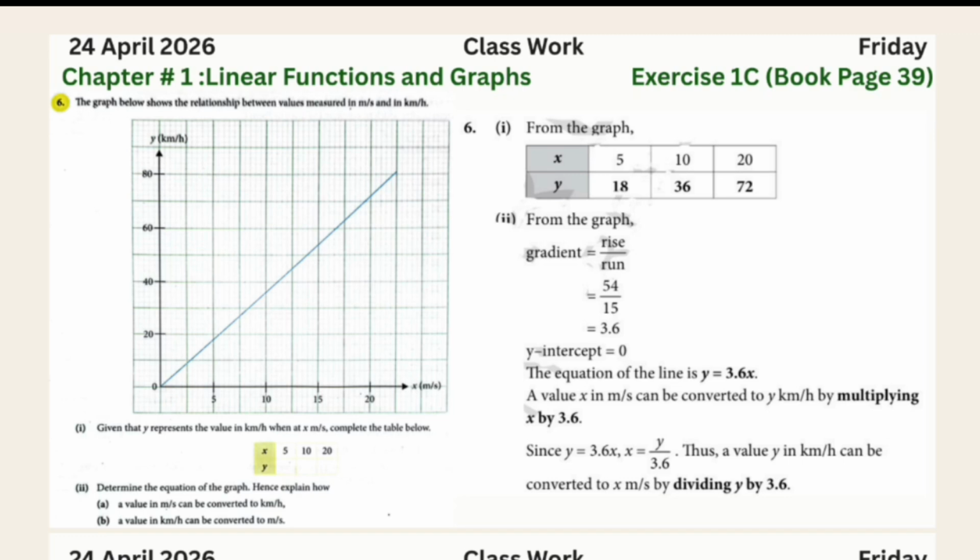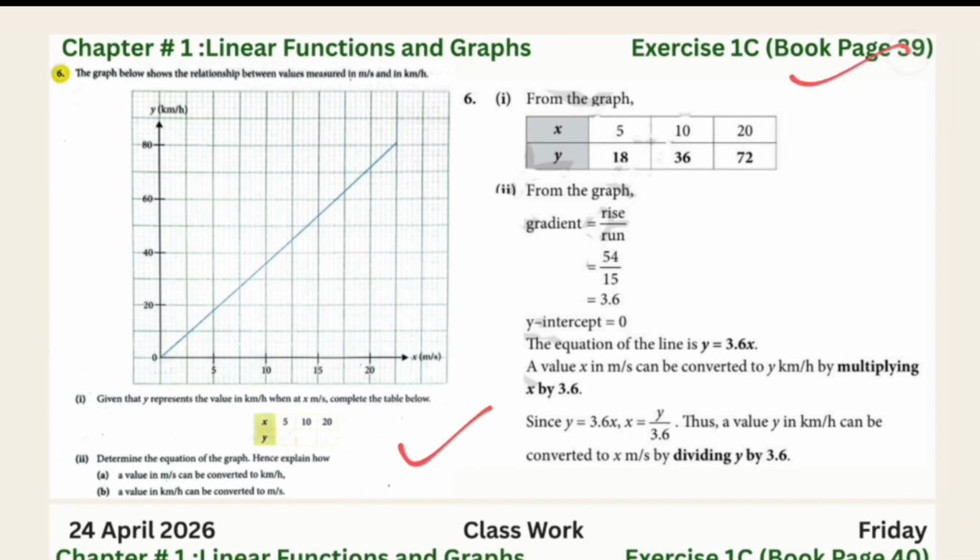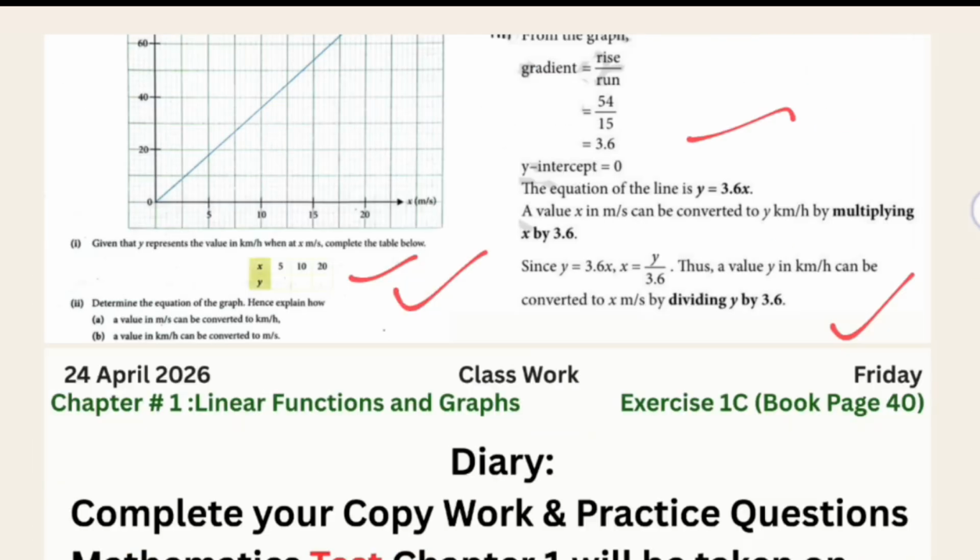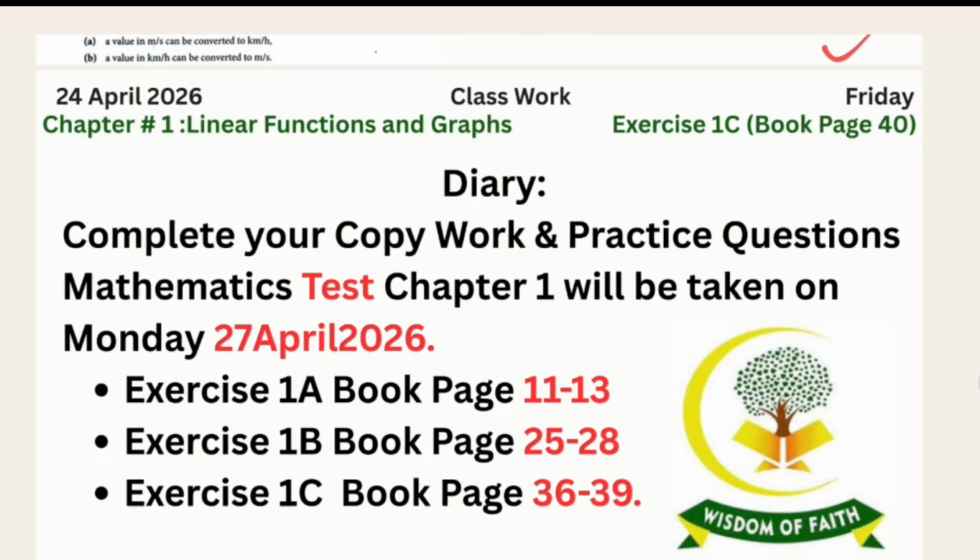Same like that, question number 6, part 2, A and B. So this is the value. You just need to put the values inside. X is given 5, 10, 20, and we have just put the values and filled the box. Here you go. This is your complete diary.